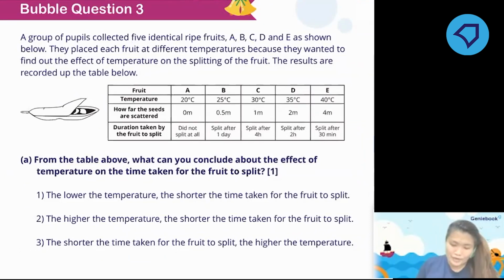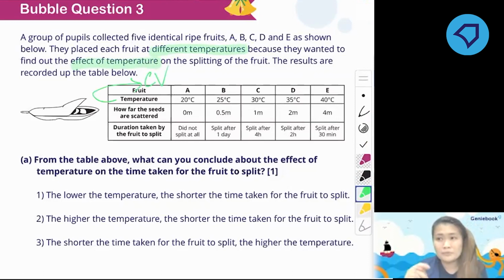All right, how do we actually look at this? You have a group of students looking at 5 identical ripe fruits as shown. They place them at different temperatures. They tell you this very important thing: they are being placed at different temperatures. Then the next clue is effect of temperature. So this tells you simply that temperature is going to be the change variable.